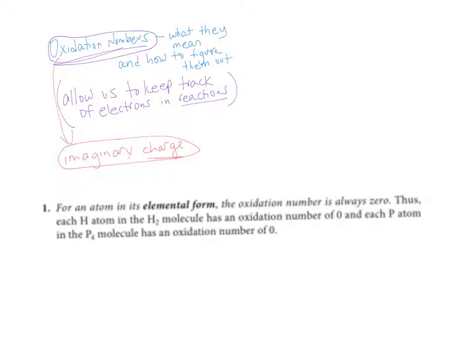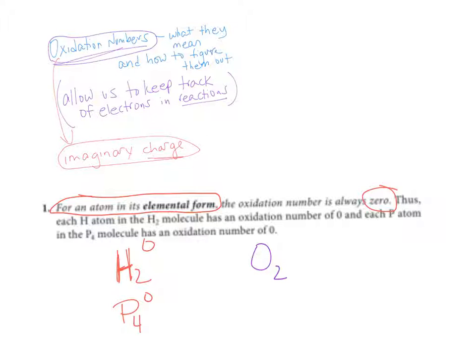Our first rule of figuring out oxidation numbers is that for an atom in its elemental form, the oxidation number is always zero. So examples, for each atom in H2, that is hydrogen in its elemental form, hydrogen gas, we write it as H2, so this would have an oxidation number of zero. P4, you're not as familiar with that, but that's phosphorus in its elemental form. It would have an oxidation number of zero. An imaginary charge, that's why I'm writing it up here, it's where we write our charge, an imaginary charge of zero. Oxygen, O2, the oxygen that we breathe, imaginary charge of zero, that's its oxidation number.